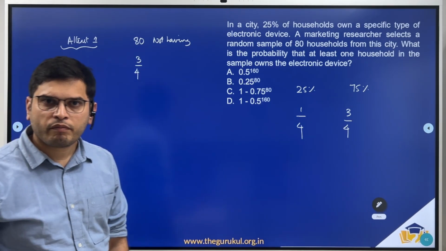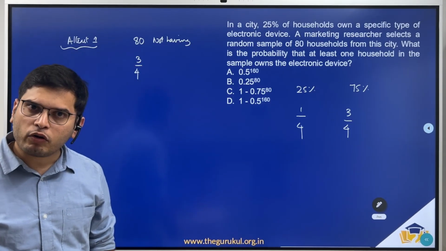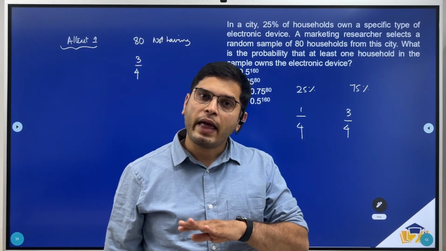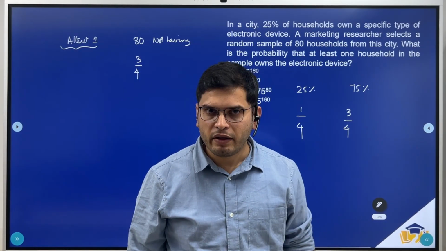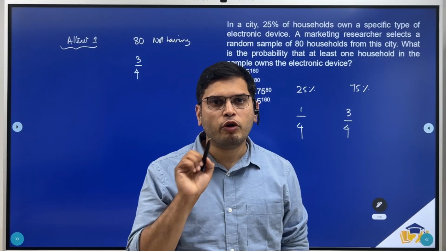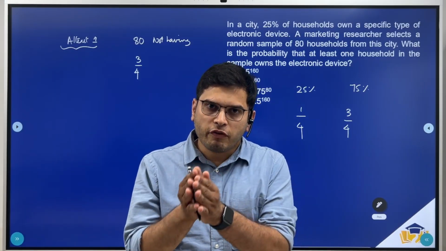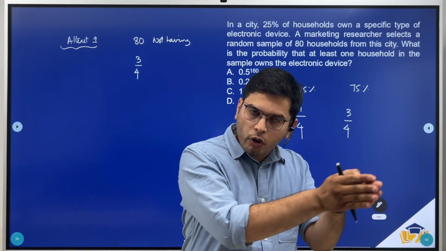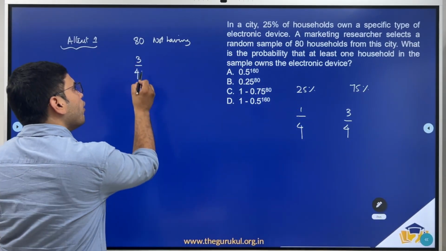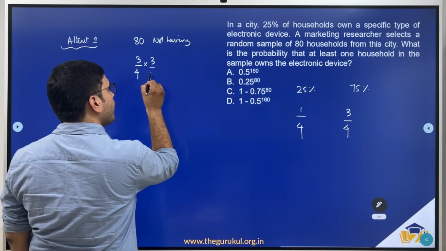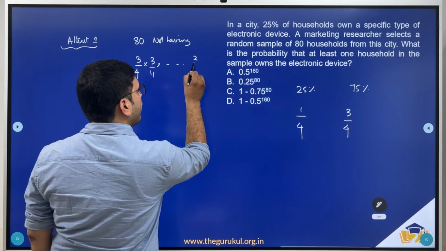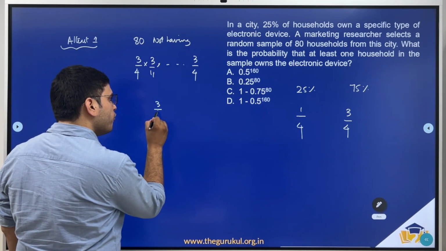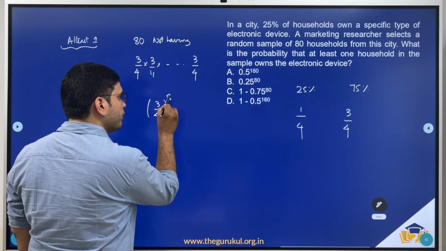3 by 4. Right, 2 persons not having that electronic device, 3 by 4 into 3 by 4, because one person doesn't have and the second person also does not have. Whenever you have 'and', it should be multiplication, right? So first person does not have, second person does not have, and third person does not have, and so on, right? So we should be multiplying 3 by 4 80 times, right? So this becomes (3 by 4) power 80.